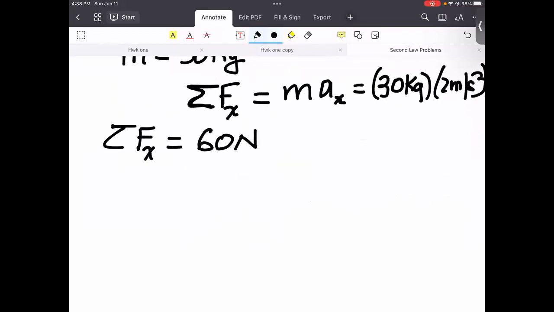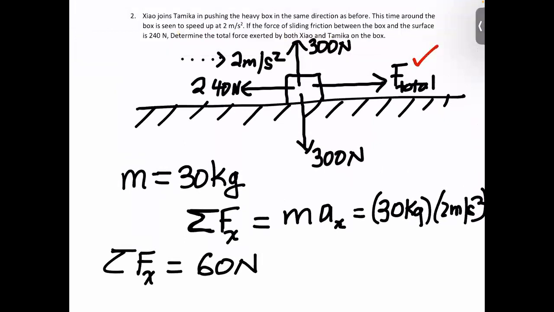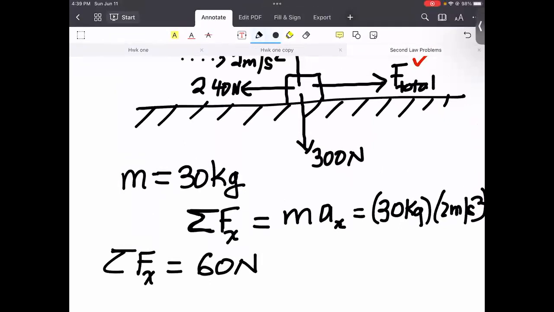But I can also write the net force in terms of the variables. So look here, we can write the net force in terms of the variables. So this is actually equal to the total force, which is acting to the right, so it has a positive sign.